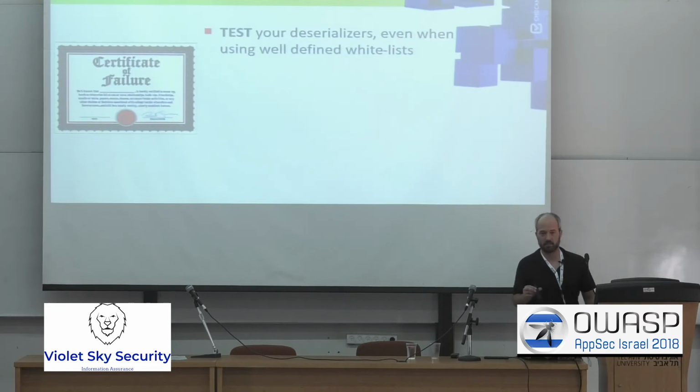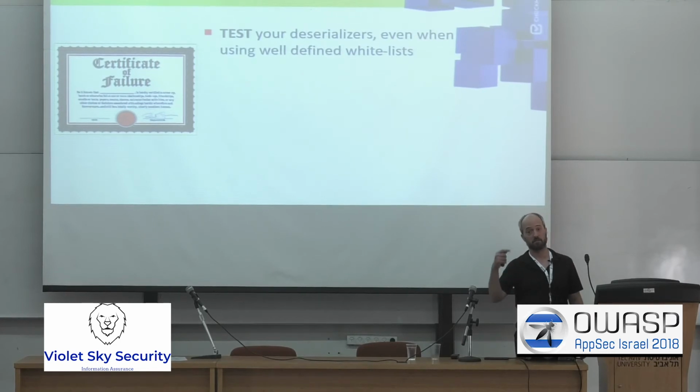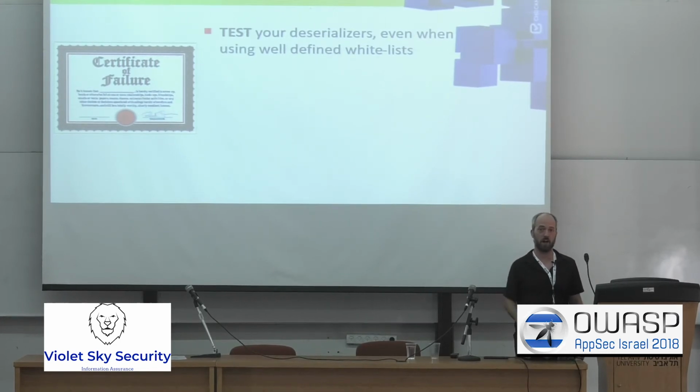So test your deserializers even when you use a whitelist. What if your deserializer only whitelists the topmost layer and then doesn't check any of the nested ones? Cool. So always make sure that your deserialization fails before object creation. Anything that you do after the deserialization call is meaningless.